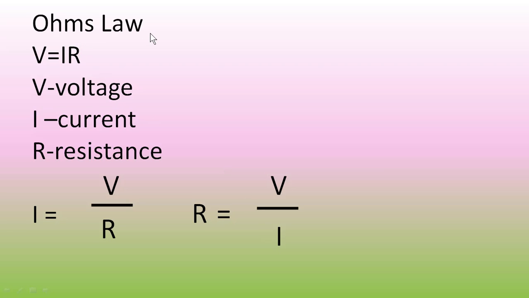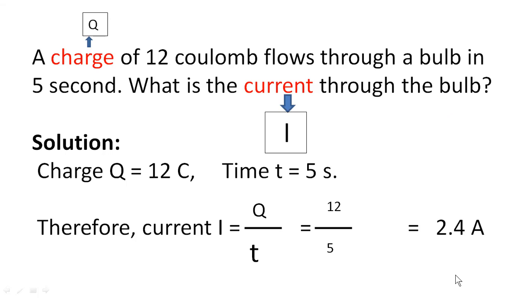Also, we know Ohm's law, V is equal to I into R. V is the voltage, I is current and R is resistance. Suppose you want the relation for I, then I is equal to V by R. You have to change the relation like this. And if you want the resistance R, then you have to interchange the relation as V by I. Now let us enter into the problems.